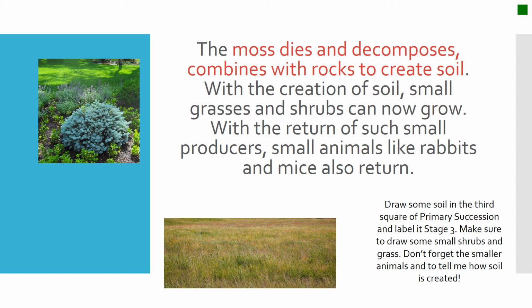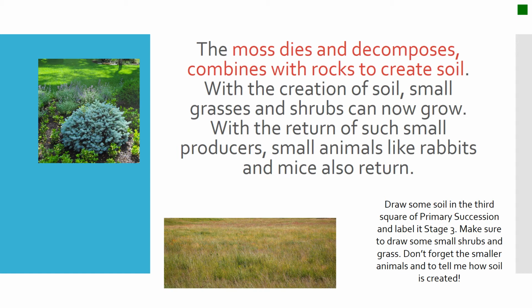Okay, so now I'm in your third box. Don't forget we started from the left. So the first box has a volcano. The second box has some rocks with those nice moss and pioneer species growing on top of it. Now I'm in the third box that we are labeling stage 3.